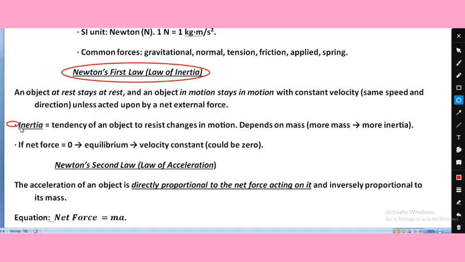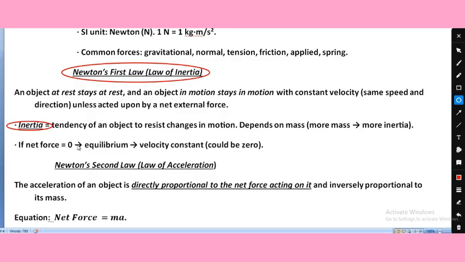Under Newton's first law of motion, or the law of inertia, we start with the meaning of inertia. What is inertia? Inertia is the tendency of an object to resist change in motion. This depends on the mass. For more mass, there is more inertia; for light masses, there is less inertia. It is directly related to mass, the tendency of an object to resist motion or change in motion.